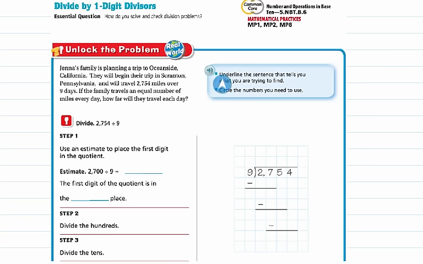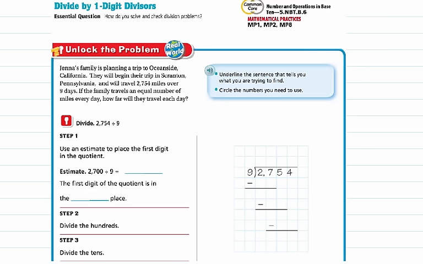The first bullet point says, underline the sentence that tells you what you are trying to find. The second bullet point says, circle the numbers you need to use. So let's start with the real world, unlock the problem. Jenna's family is planning a trip to Oceanside, California. They will begin their trip in Scranton, Pennsylvania, and will travel 2,754 miles over 9 days.